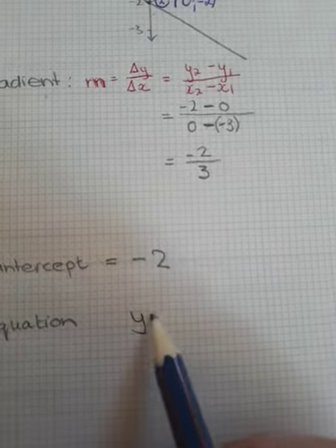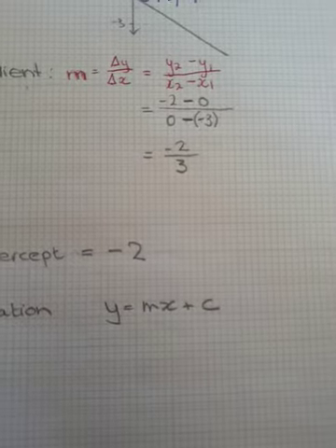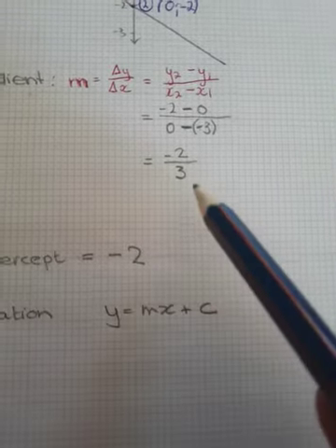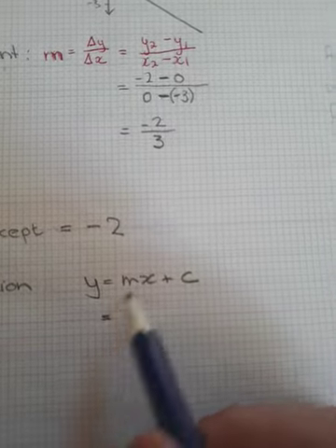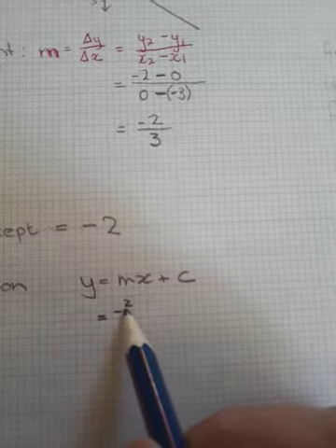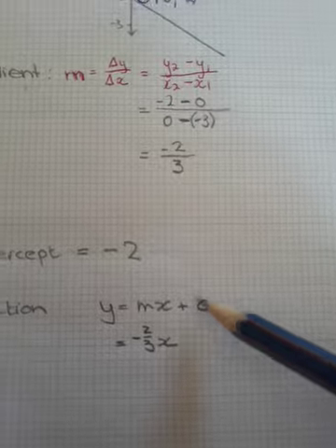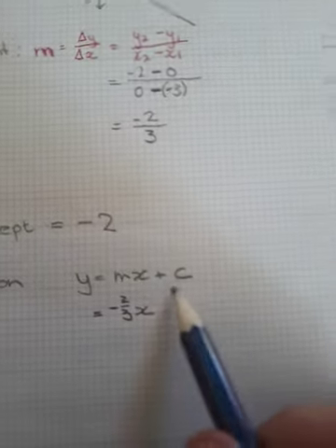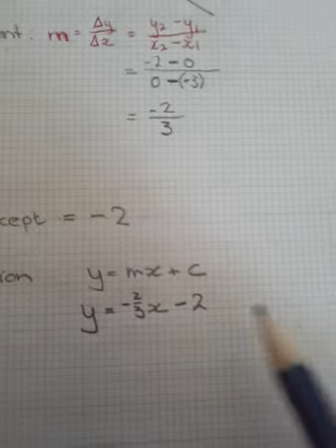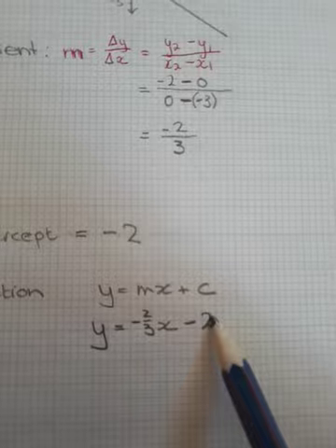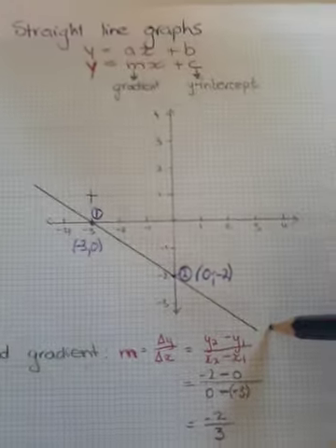Now, take your standard formula. You have calculated m as being negative 2/3. So in the place of m you write negative 2/3, and then comes the x, and instead of c, you write the y-intercept, which is -2 in this case, and that is y equals negative 2/3 x minus 2. That is the equation for this straight line graph.